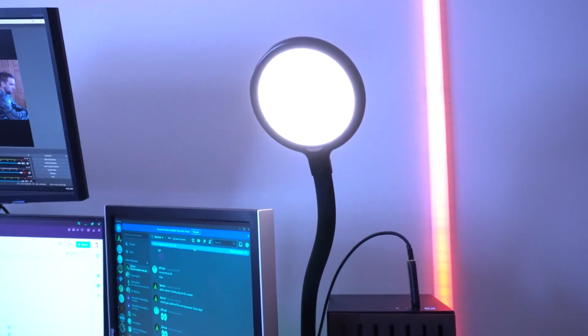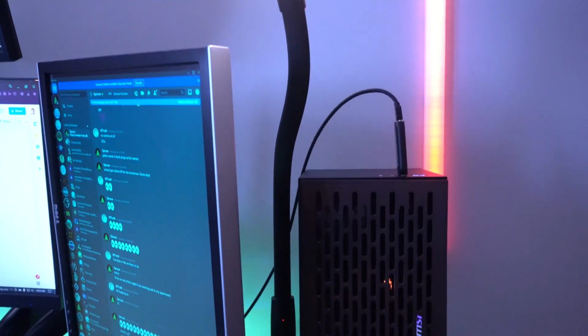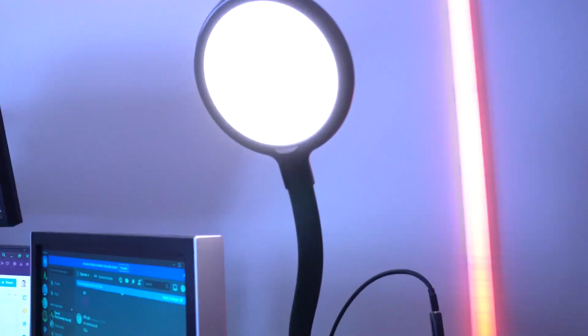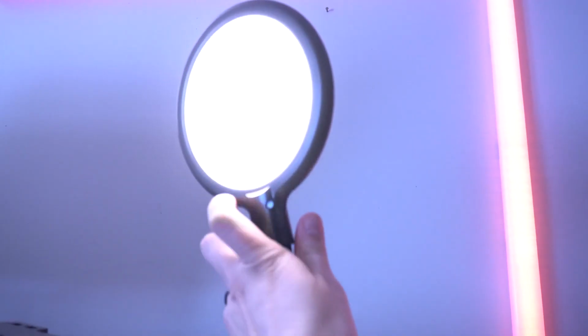Now, the other thing I want to break down is this little side lamp that I got here. So I got this after I got the big Key Light. Again, this was before any of the other Elgato products were on the market. So one thing that drew me to this, why did I pick this lamp over other lamps? Well, I wanted the flexible neck and arm. It's easily adjustable and movable.